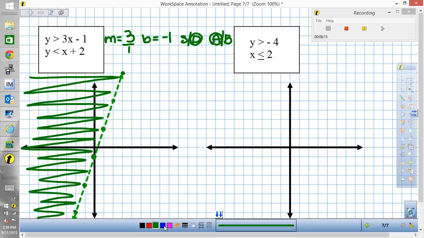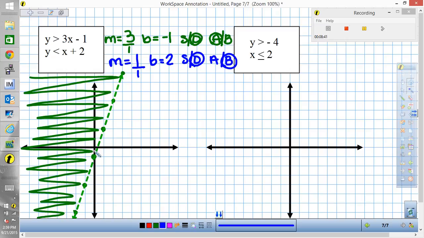Next, I'm going to find 4 key features of my second line. So my slope is 1. Turn it to a fraction, 1 over 1. My b, my starting value, or my y-intercept, is 2. I need to determine if it is solid or dotted. It is a dotted line because it does not have the equal to, and then I need to determine if it's above or below. Since this is less than symbol, we're going to be shading below.